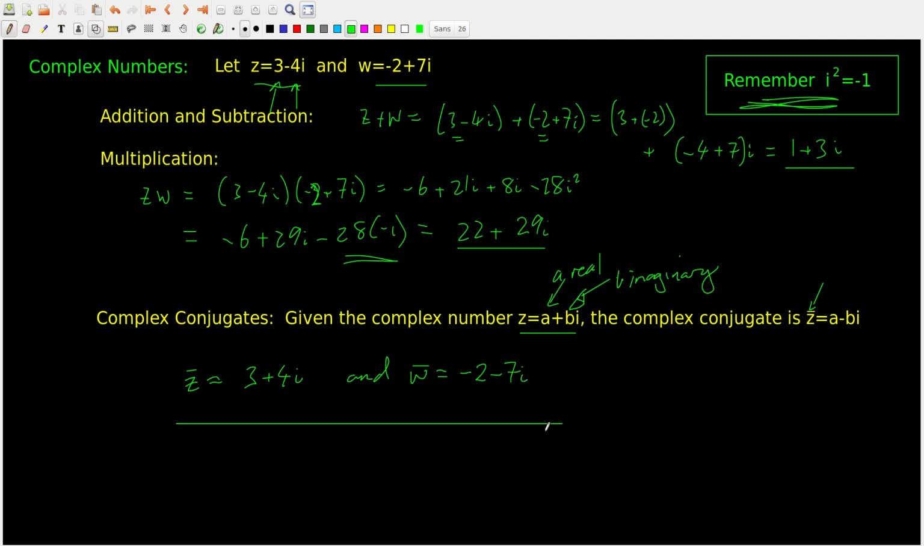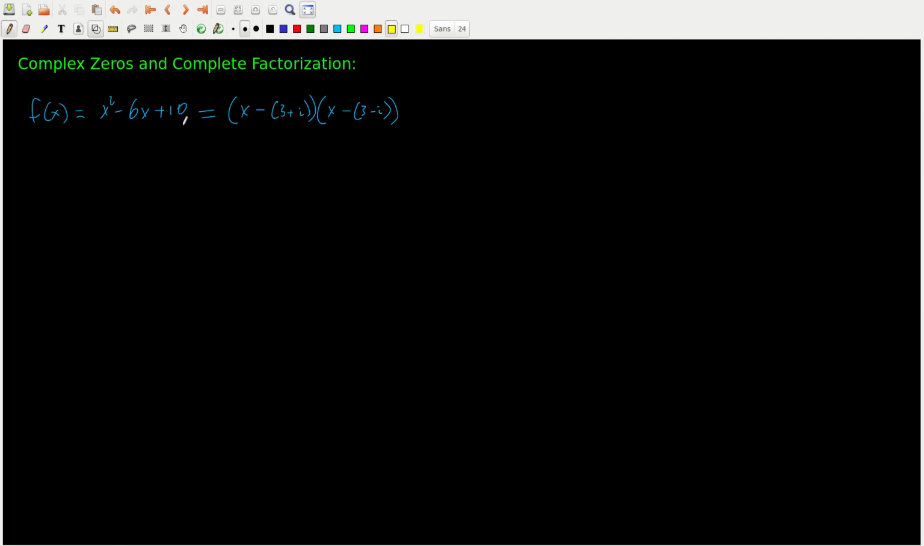And that's basically the properties of complex numbers that we need. We saw in our initial example that we could take a quadratic, and although it had no real zeros, we could find complex zeros. And in this case, the complex zeros were 3 plus i and 3 minus i. I'm just reading off the complete factorization we have here.